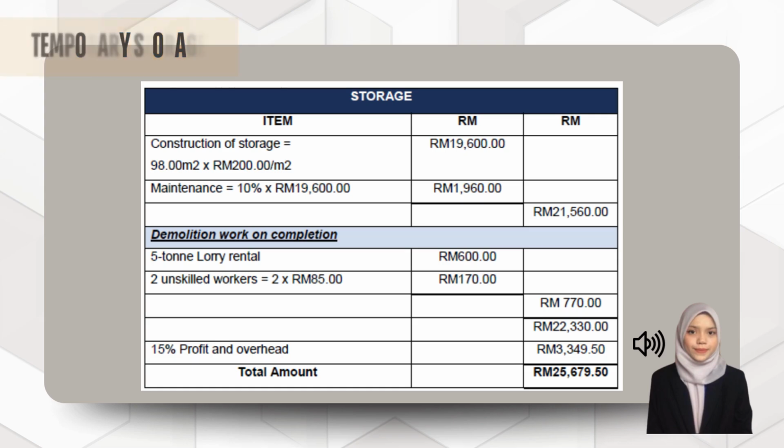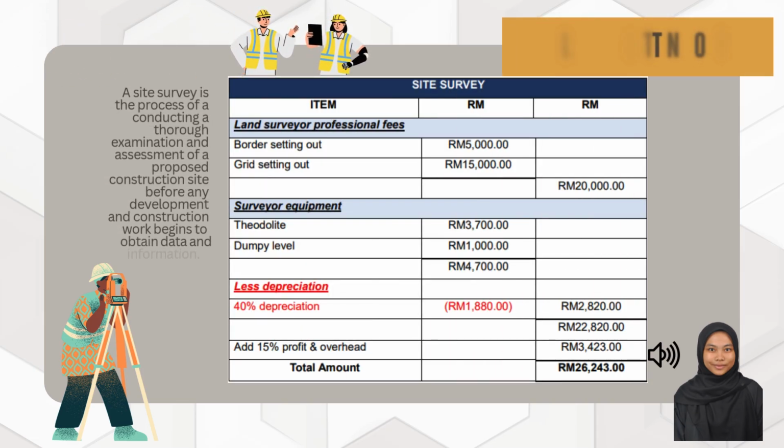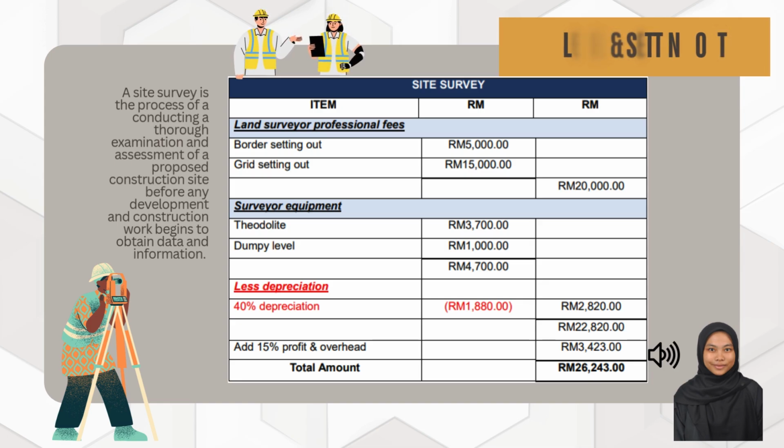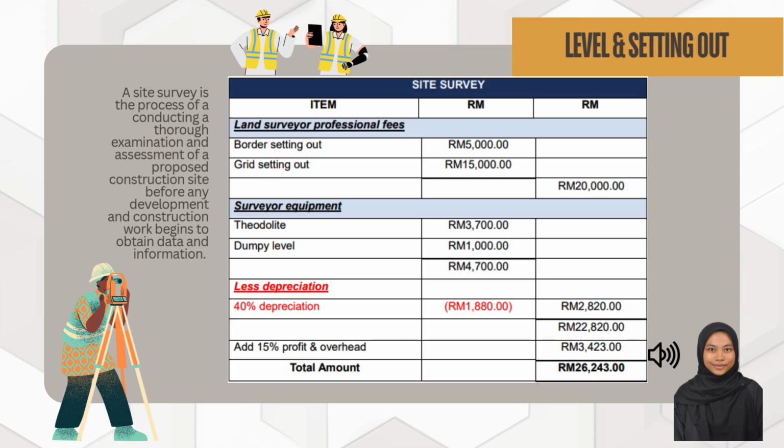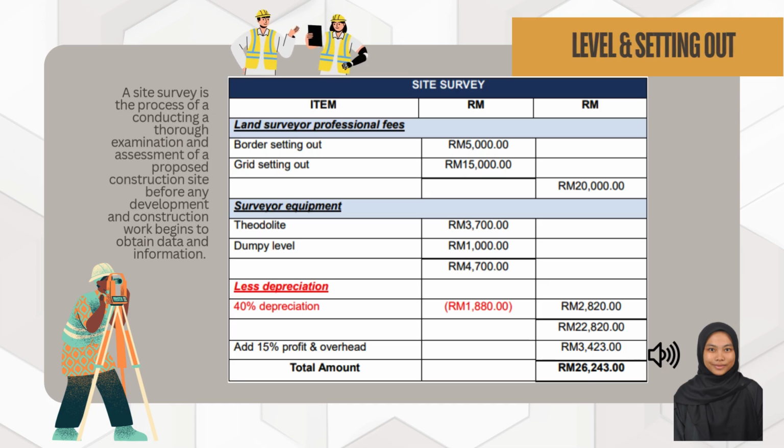and we get the total cost for the storage. The next item to be considered in the preliminary item is level and setting out. Level and setting out is also known as a site survey. A site survey is the process of conducting a thorough examination and assessment of a proposed construction site before any development and construction work begins, to obtain data and information. To find out the total amount for site survey, land surveyor professional fees and surveyor equipment need to be taken into account.